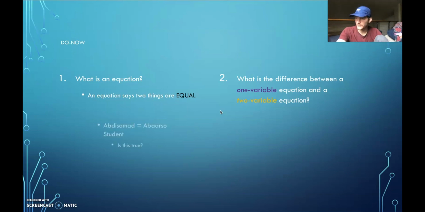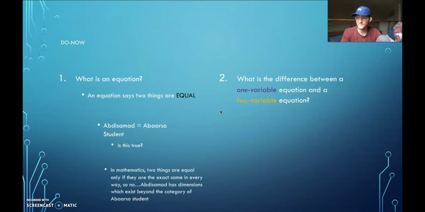So for example, if you were to say Abdussamad equals a Barso student, is this true? So we could categorize Abdussamad as a Barso student, right? But Abdussamad is much more, right? He has many more dimensions to himself than being a Barso student. So you couldn't really say this is equal. And in mathematics, two things are equal only if they're the exact same in every way. So no, we cannot say Abdussamad equals a Barso student, right? They're different. A Barso student is just one dimension of what Abdussamad represents.